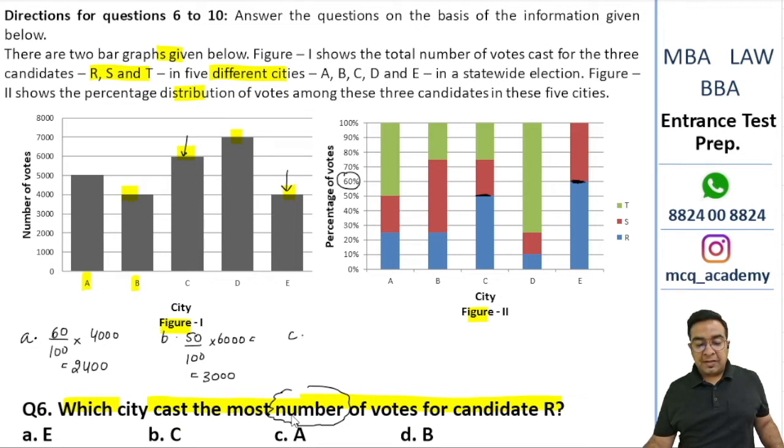For option number C, that is city A said the total percentage of votes that have been received by R is equal to 25%.